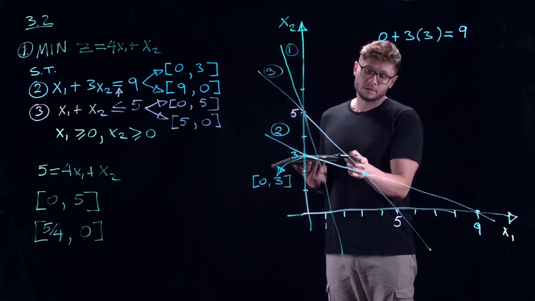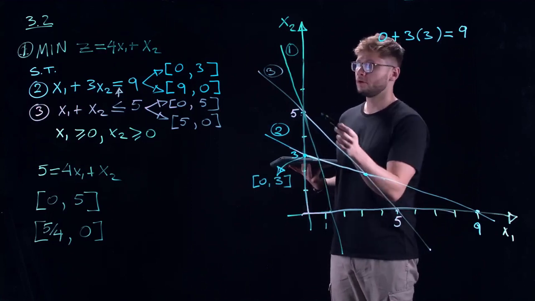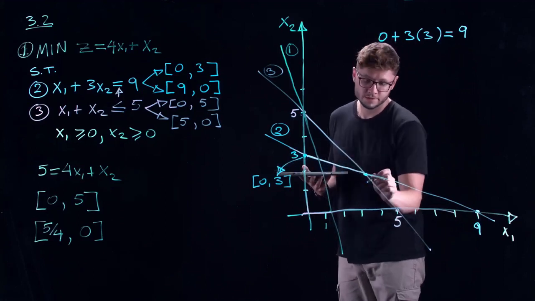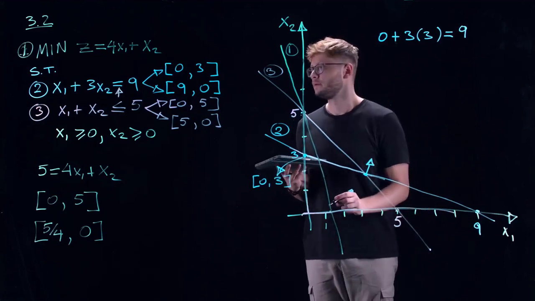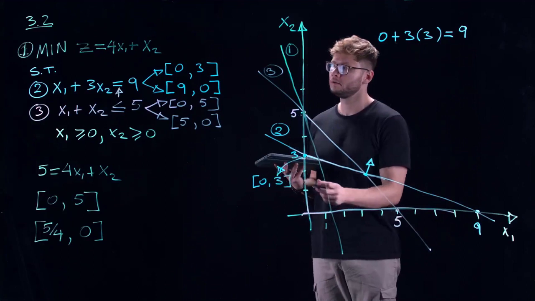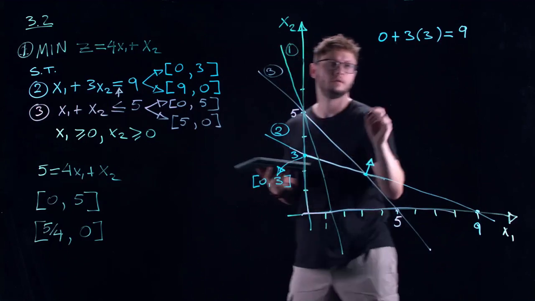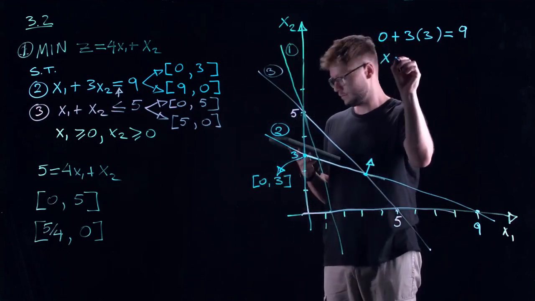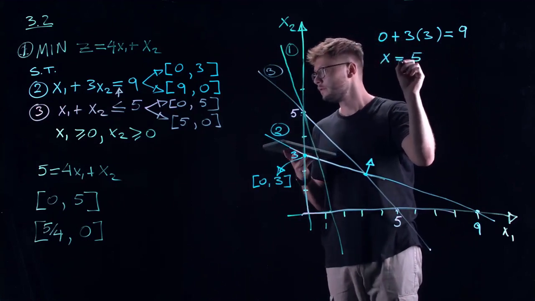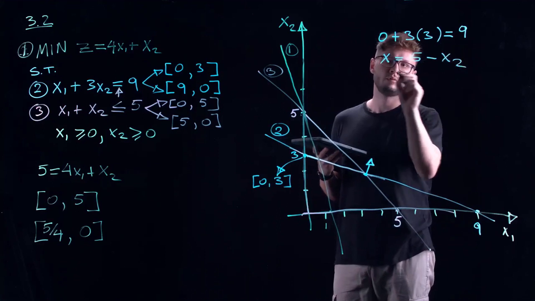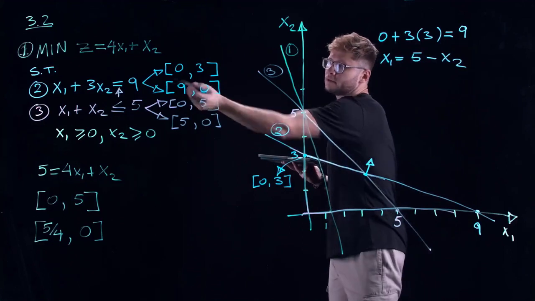Now, for the other point, this one, we have to equate our two constraint functions to each other and solve for this point. So here we can begin by solving for, let's say, x1 in our second constraint function. So we'll do it over here. x1 is gonna equal 5 minus x2. Now we can go ahead and plug this value for x1 into our first constraint function.